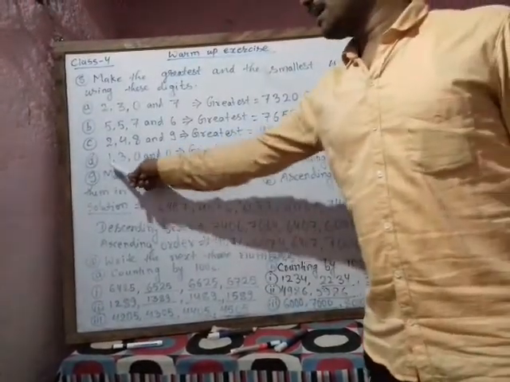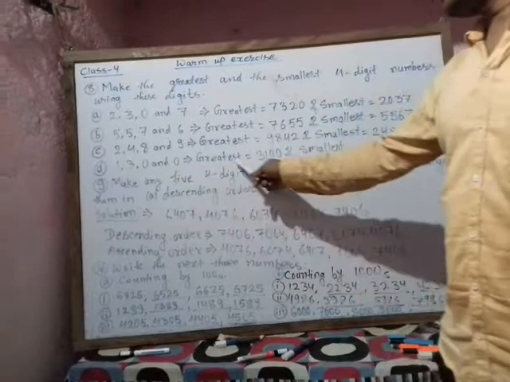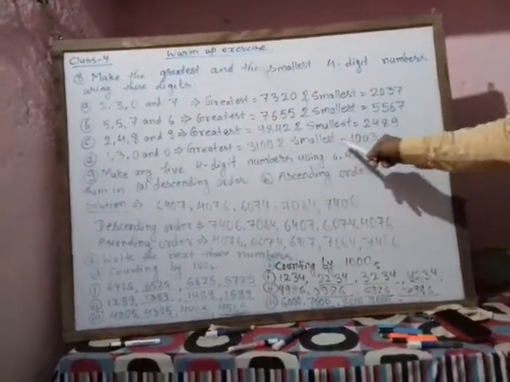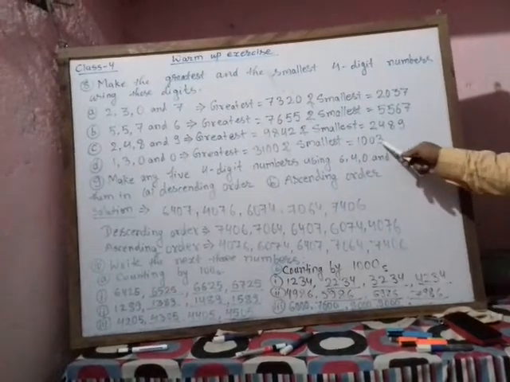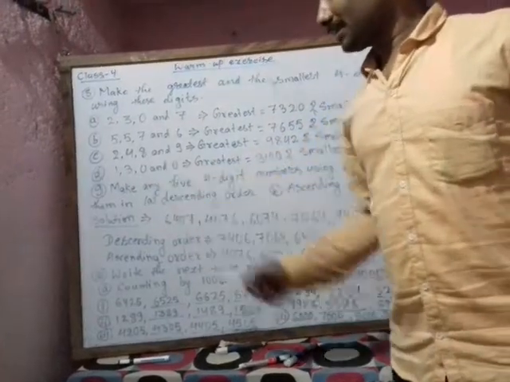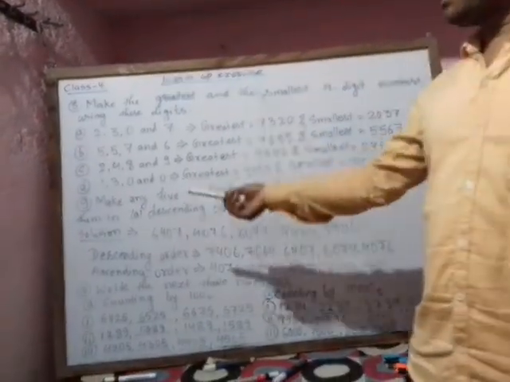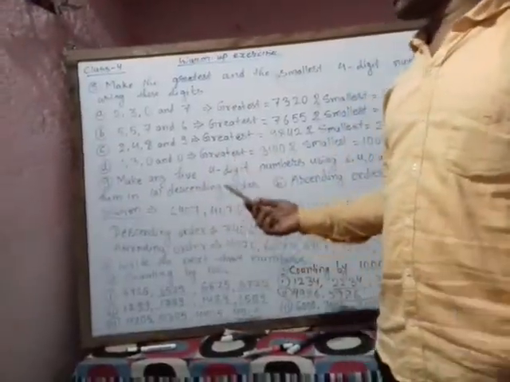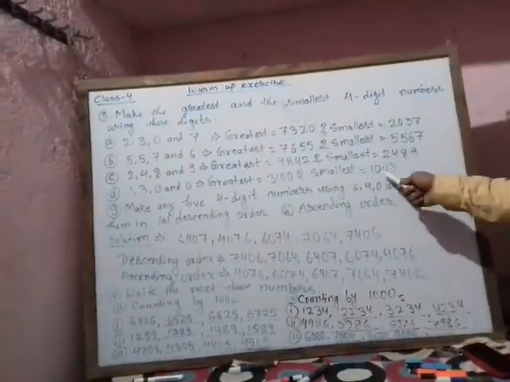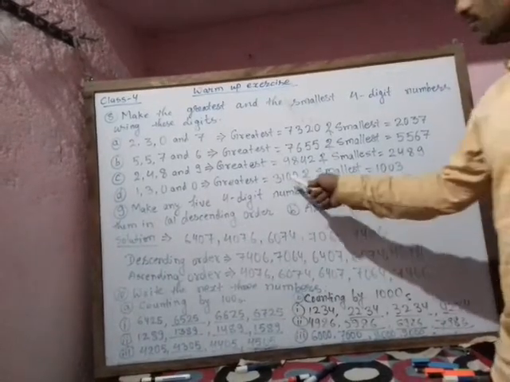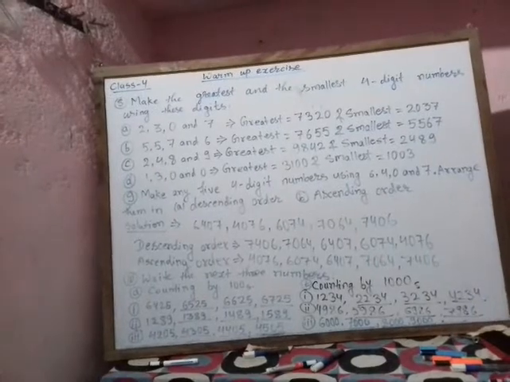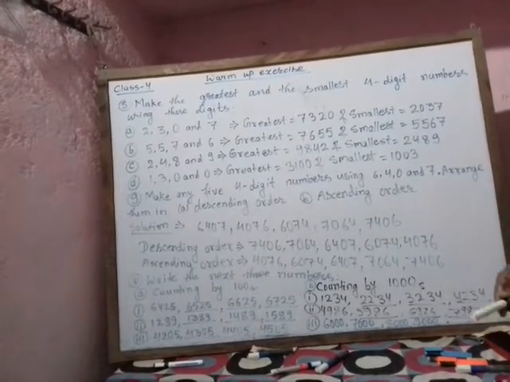In the same way, for 1, 3, 0, 0, the greatest number will become 3100 and the smallest number will become 1003. As you can see, if a digit repeats, it doesn't mean the same number comes. So how will we adjust them? For the smallest, I have kept the 0s in the middle, and in the greatest, the 0s at the last, twice. If digits repeat, no problem. In the same way you can make the greatest and the smallest number.